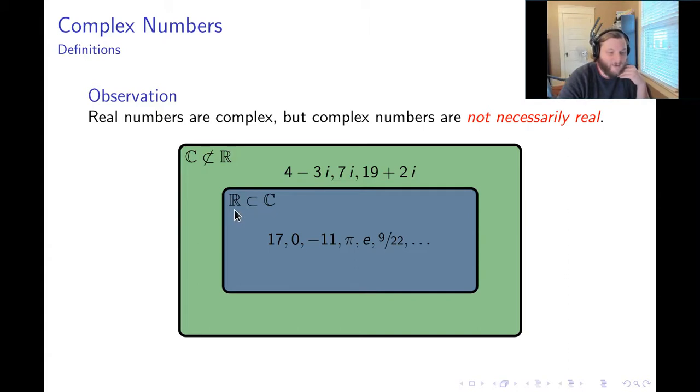So every real number is also a complex number, but not every complex number is a real number. These are the numbers that have imaginary part not equal to 0. So 4 minus 3i is a complex number that is not real. 7i is a complex number that's not real. And 19 plus 2i is a complex number that's not real. So every real number is a complex number, but not every complex number is a real number.